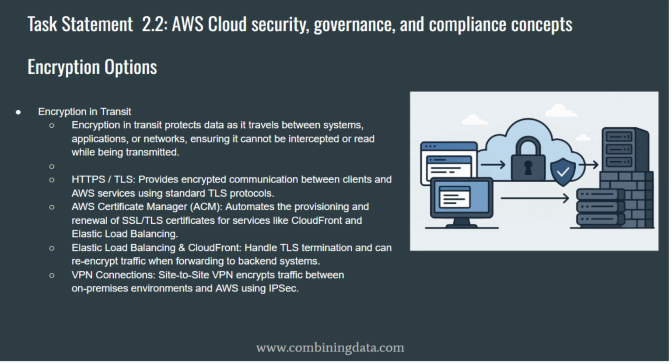For hybrid environments, VPN connections are critical. With AWS Site-to-Site VPN, traffic between on-premises networks and AWS is encrypted using IPsec. This ensures that data traveling over the public internet between your data center and AWS remains private and secure.